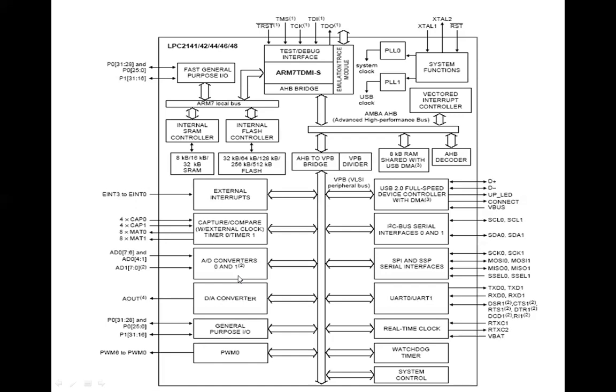Similarly, here you will see the pulse width modulator, PWM 0. It has about 7 channels, so PWM 0 to PWM 6 are there. Similarly, you can see the system control block at the bottom right side.